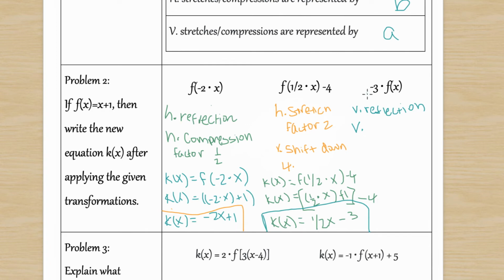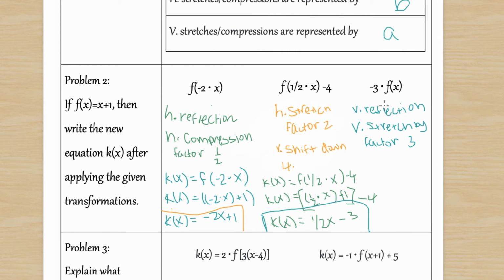So vertical ones are actually pretty straightforward. If it is greater than 1, it's going to be a stretch, and if it's less than 1, it's going to be a compression. So for vertical ones, there is no need to take the reciprocal. So for this one, it is going to be a vertical stretch, because 3 is greater than 1, by a factor of 3. So there's no weird stuff you need to do with the vertical transformations. Those ones are pretty straightforward.